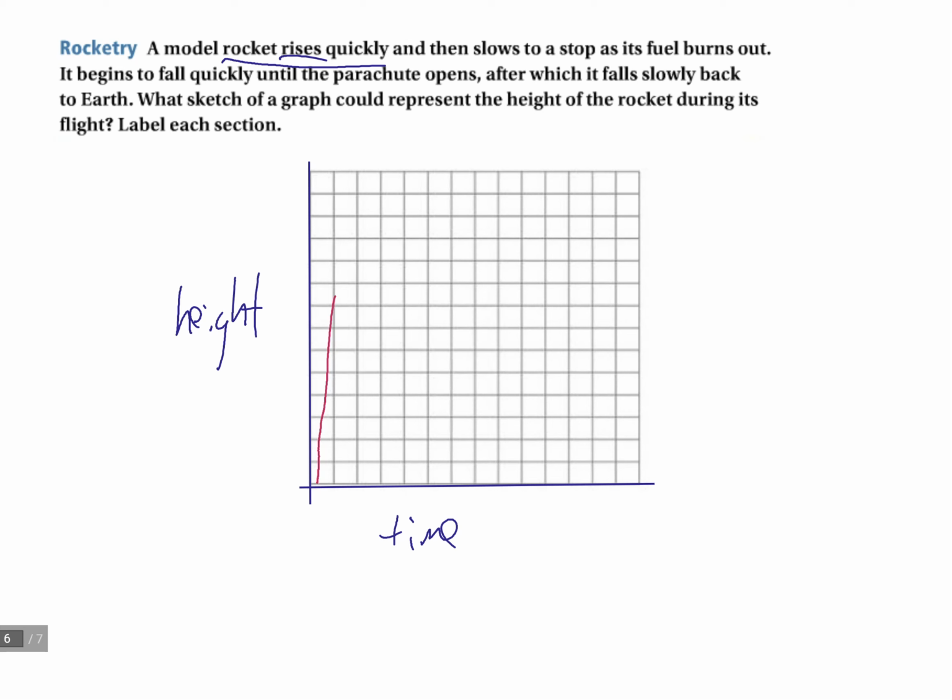Now, its fuel starts to burn out, so it's going to slow to a stop. It doesn't immediately come to a screeching halt. It just starts to slow down, and over time, it eventually stops rising, okay? Imagine throwing like a baseball or a golf ball way up high into the air. It doesn't quickly come to a stop. It slowly comes to a stop in the air, and it starts to fall back down, okay? So we're going to round this off. It's going to start to slow down, and then eventually it comes to a stop at its peak.